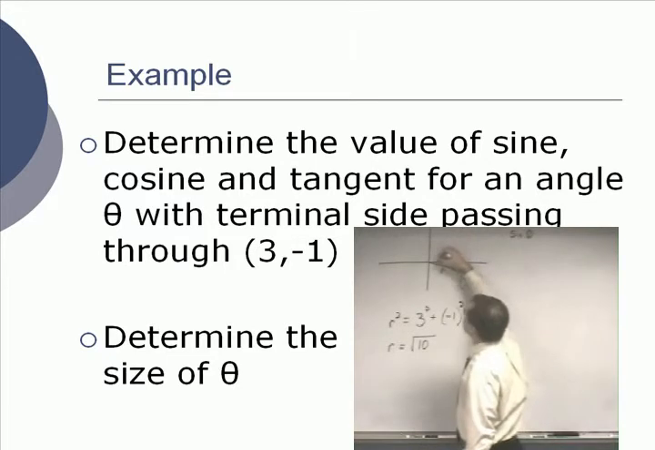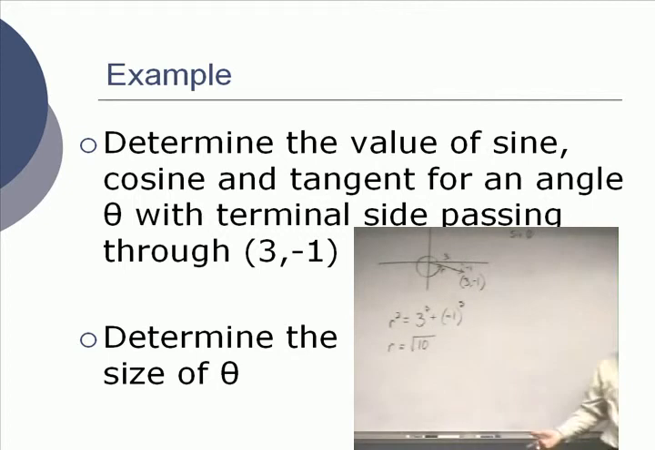Our angle theta is going to be, it's a rough estimate. Judging by the picture, what's a rough estimate for our angle theta here? 345, 350, somewhere in there. It's going to be closing in on a full revolution, so a little bit less than 360 degrees.